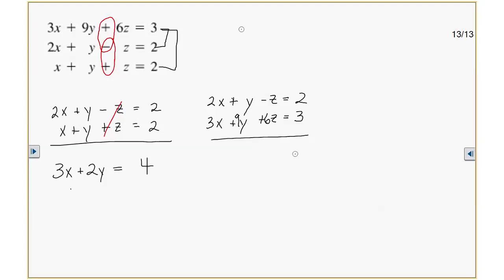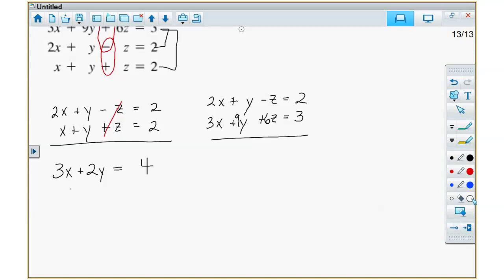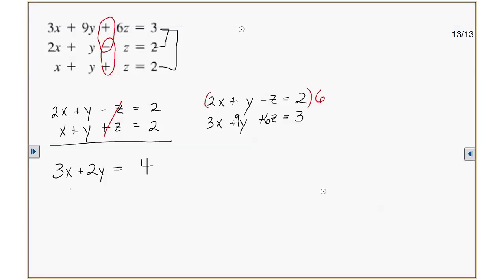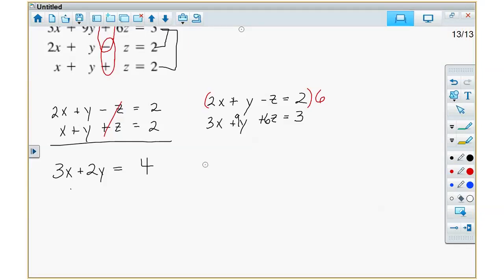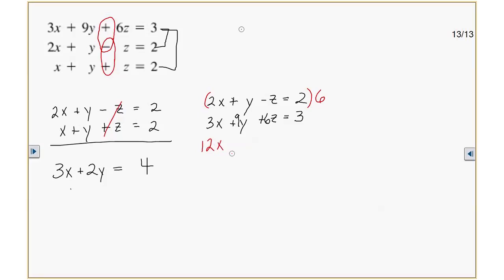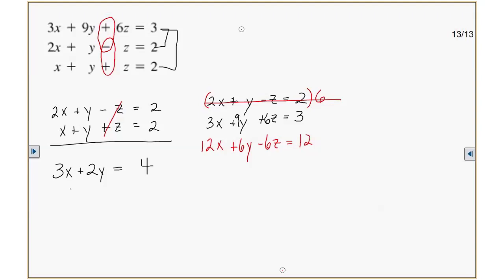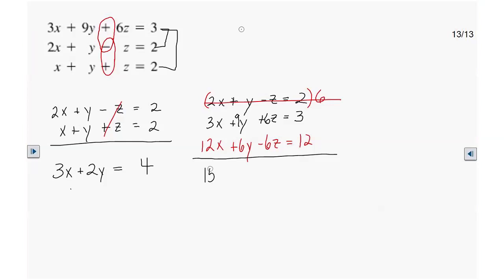Over here, I got to multiply the top by what? I got to multiply the top by positive 6. I'm just going to put it on the bottom. And when I do that, I get 6 times 2 is 12x plus 6 times 1 is 6y minus 6z is equal to what? 12. That goes out. And you get 15x plus 15y is equal to 15. Well, isn't that nice?